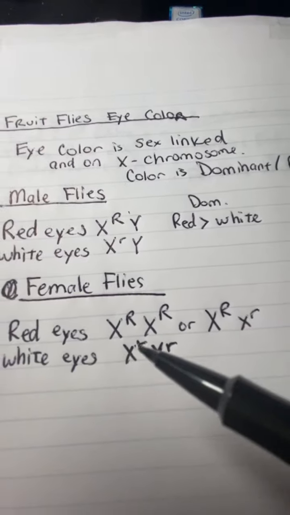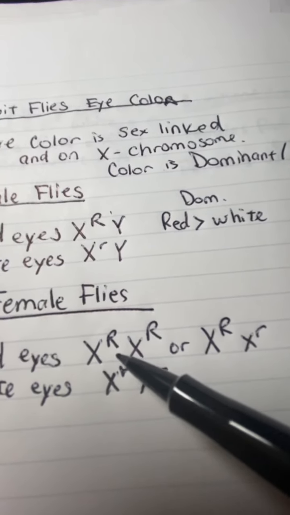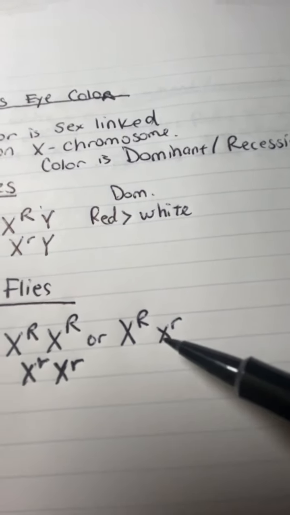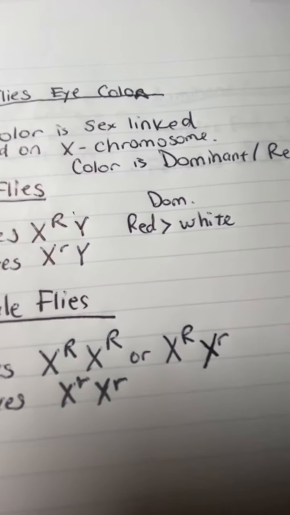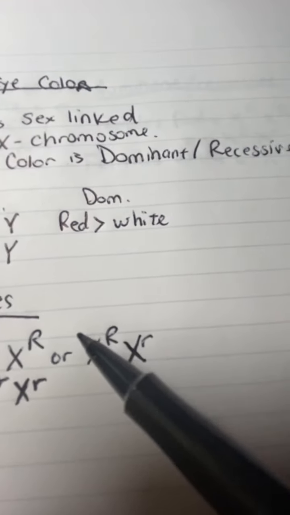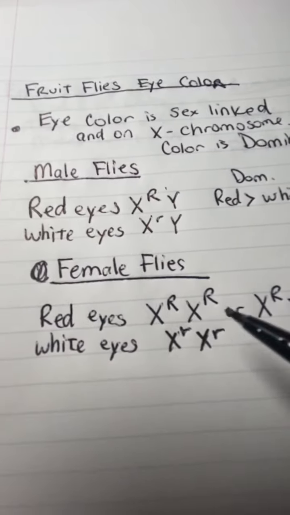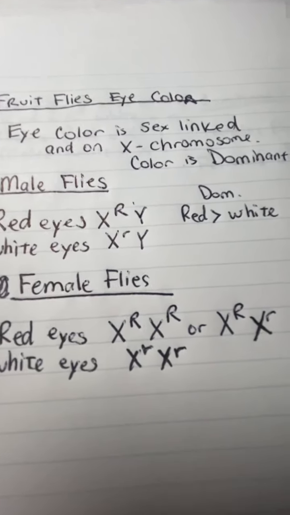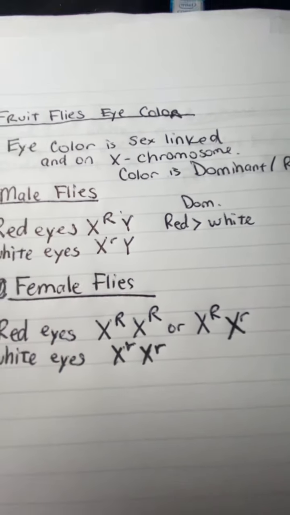A female with red eyes could be homozygous dominant, X capital R X capital R, or she could be heterozygous, X capital R X lowercase r. This is also capital X, by the way, they're not lowercase. So that's one option for a female with red eyes. A female with white eyes only has one option, X lowercase r X lowercase r.